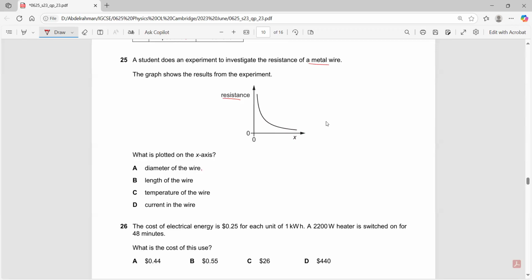Yes, it is the diameter. Could have been the diameter, could have been the area. So as the diameter increases, the resistance decreases. The length is directly proportional, temperature directly proportional. The current, no, it is wrong.